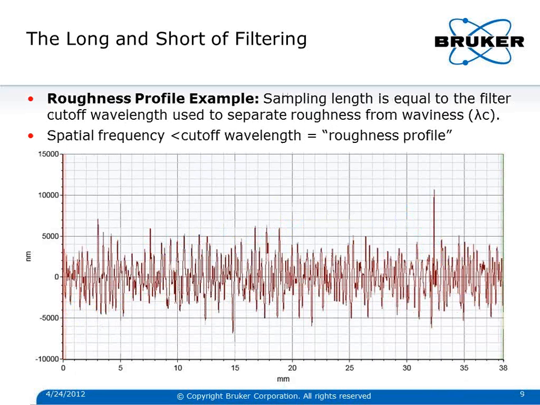So looking at the roughness profile, the way we generate the data is by applying the filter. And typically we use the sampling length, which is equal to the filter cutoff wavelength. So basically, the spatial frequency is less than the cutoff wavelength, and the result is what we call the roughness profile. So here we remove the overall shape, the waviness, and you can filter this even further with a shorter cutoff to remove even more waviness from the data if you so choose.